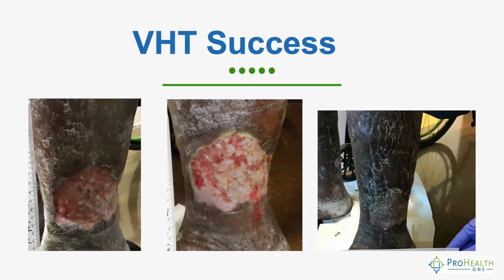This is actually a patient that I referred to the clinic for VHT. He had venous leg ulcers, and the picture on the left was the first outpatient clinic appointment in October 2023, and the picture on the right is January 2024 after receiving about 3 months of VHT treatment twice a week.